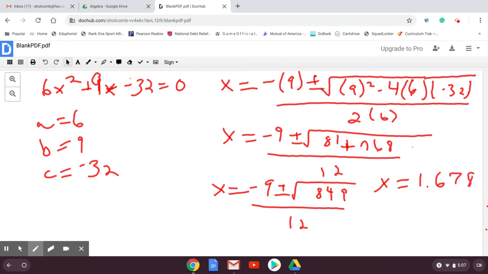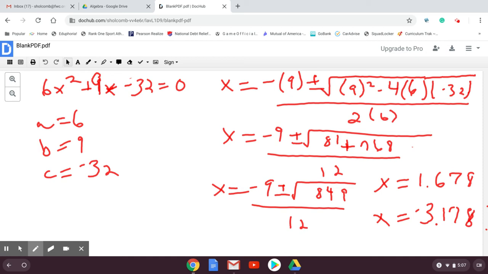Okay? Now let's do the minus, because there's a plus minus there. So now we've got negative 9 minus the square root of 849. And I get negative 38.1376. Divide that by 12. Simplify to the closest 3 decimal places, and you get negative 3.178.